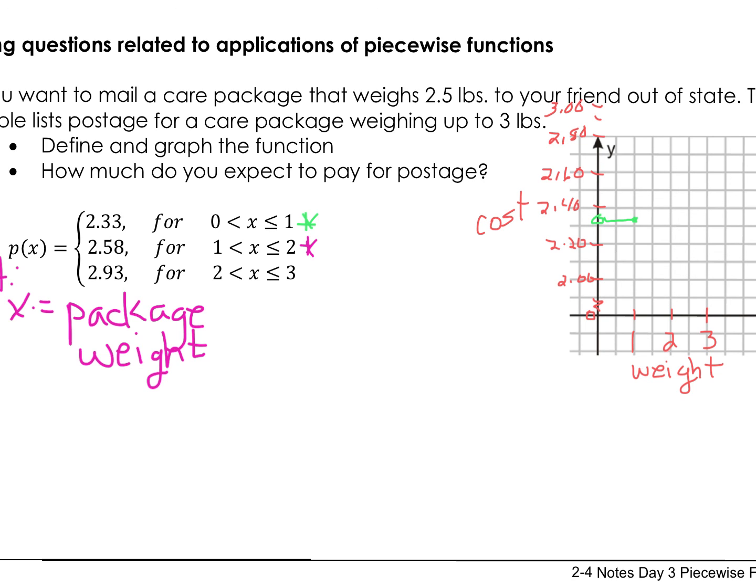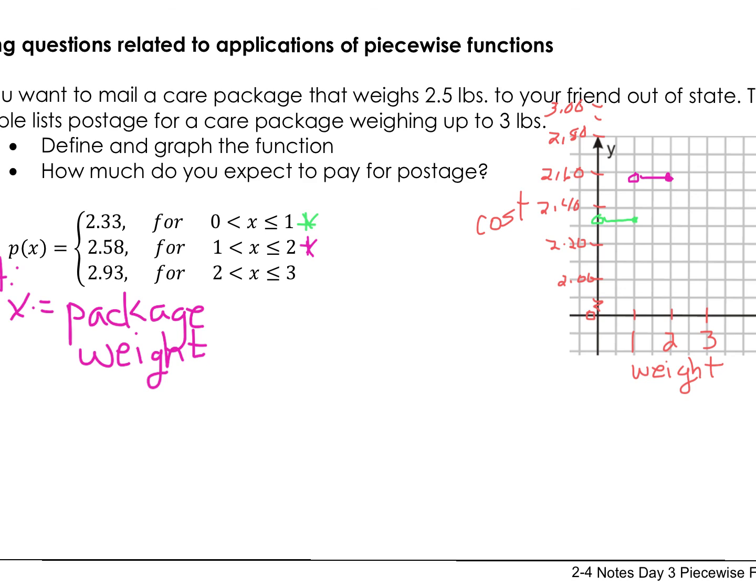All right, then the next one is going to be this interval. And so I'm going to have my closed circle at 2. So I'm going to go over here at 2. And at 2 the price for that package weight is $2.58. So almost $2.60. So like right about here we should have a closed circle, give or take. And then right here I'm going to have an open circle because it goes from 1 to 2 but not including 1, and it does include 2. So anything in between there, not including 1, up to 2 is going to have a price of $2.58.